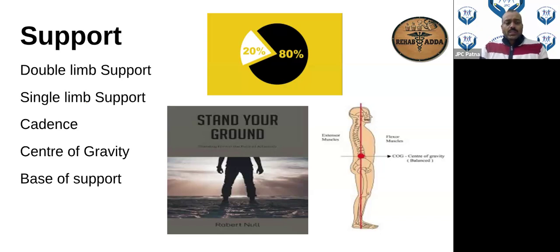So the normal base of support is around 6 to 10 centimeters. It depends again on the physique, how to put this and keep the center of gravity at that point of time at the base.